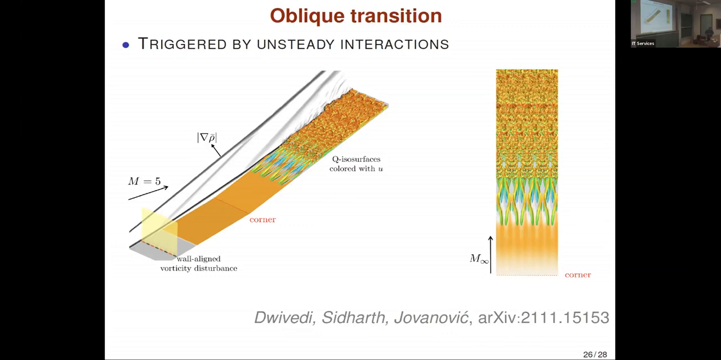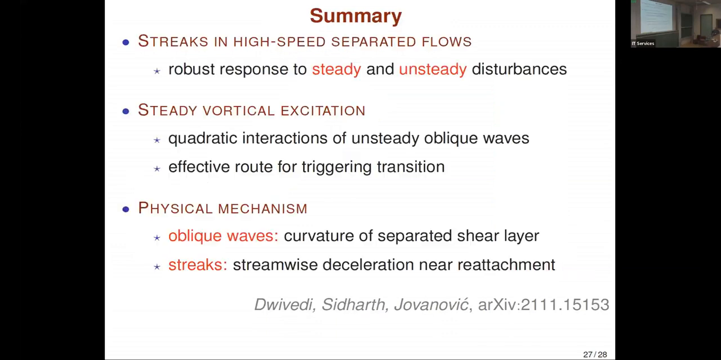So this brings me, I have 2 more minutes according to my watch, to the last slide of my presentation. So let me just briefly summarize what I told you. Essentially, we studied the origin of steady streaks in high-speed separated flows, and we demonstrated that streaks represent robust responses to both steady and unsteady disturbances: steady disturbances at the primary level, at the level of linearized dynamics, and unsteady disturbances at the level of weakly nonlinear analysis at order of epsilon squared.